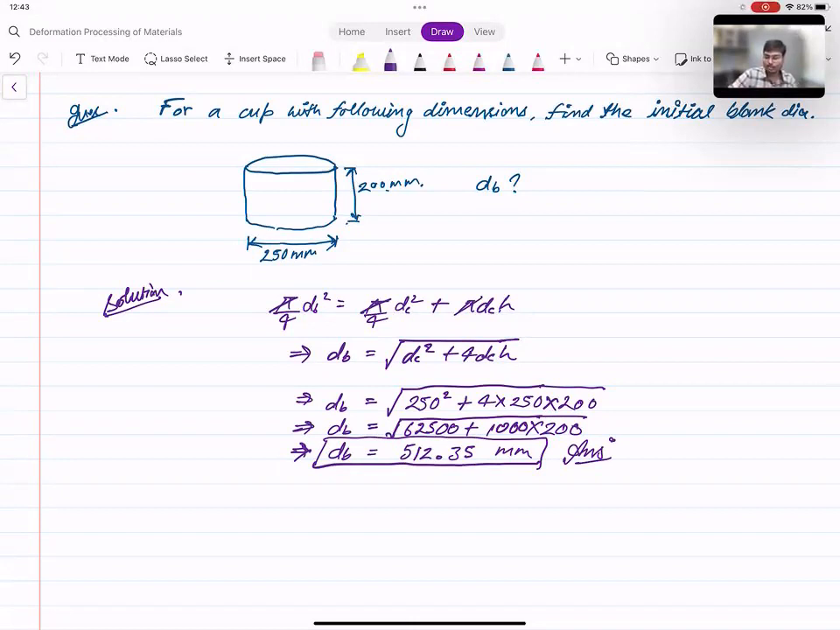So now let us see one more example, numerical, based on the anisotropy. So if we are given with a specimen which has been subjected to deep drawing operation, then it shows around 30% elongation in length and 16% reduction in the width. So we need to find the normal anisotropy. Okay.